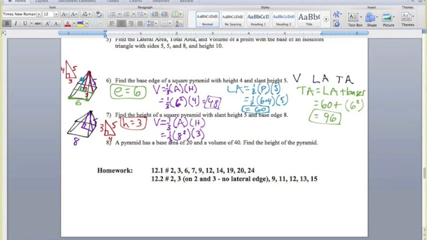The 5 is the slant height. We were given that. The bottom is 4 because that's half of the base edge that hits right in the middle. And then 3 for the height. So here we get 64 as our volume.